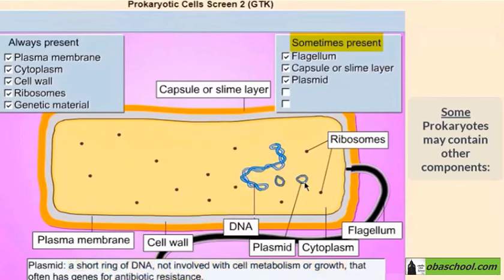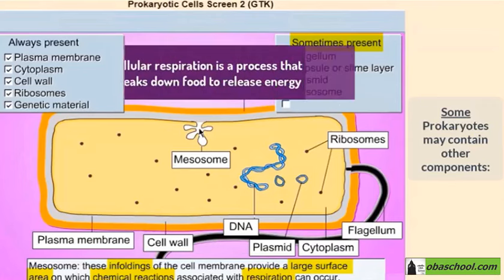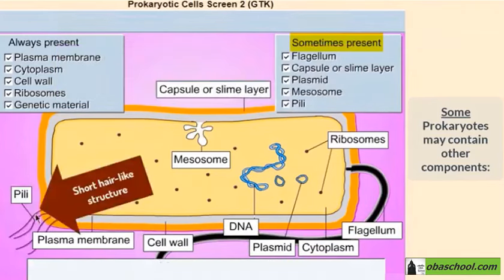Moreover, some prokaryotes may also contain myosomes, which are enfoldings from the cell membrane that will provide a large surface area for the chemical reactions that are associated with cellular respiration. And we all know that cellular respiration is a process that breaks down food to release energy. So myosomes will provide the surface area for respiration to take place. Finally, we have the pili that are short hair-like structures on the surface of the plasma membrane.